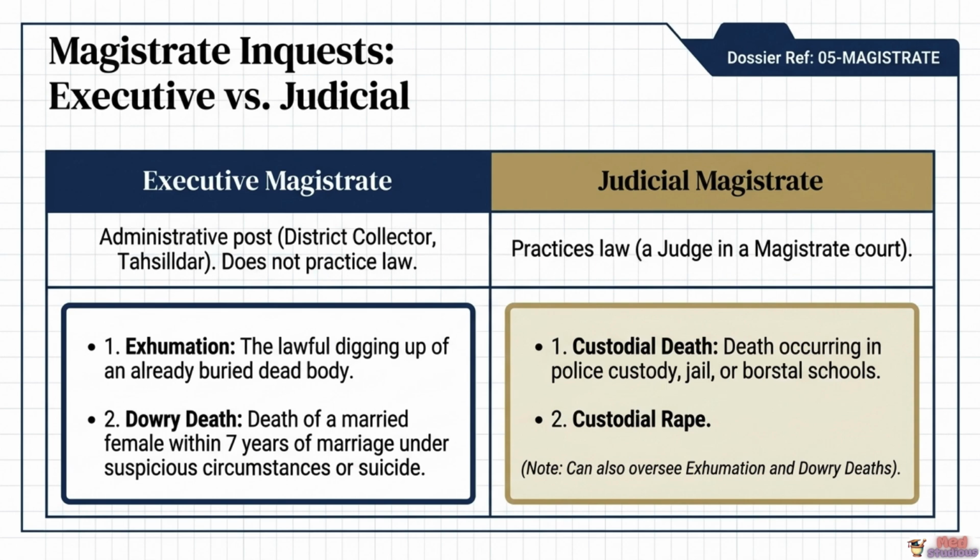Penal Code. The judicial magistrate, on the other hand, is an actual judge presiding over a magistrate court. The judicial magistrate handles custodial deaths, deaths occurring in police custody, jail, or borstal schools, as well as custodial rape. These are cases involving potential state misconduct, requiring independent judicial oversight. Importantly, a judicial magistrate can also conduct inquests in exhumation and dowry death cases, making them a higher authority in the hierarchy of inquest systems.